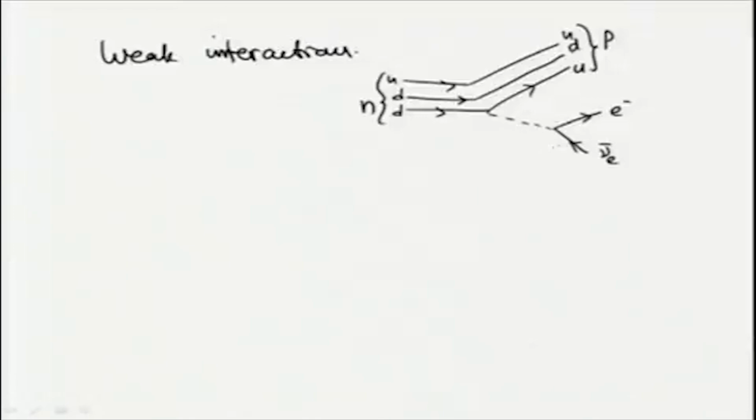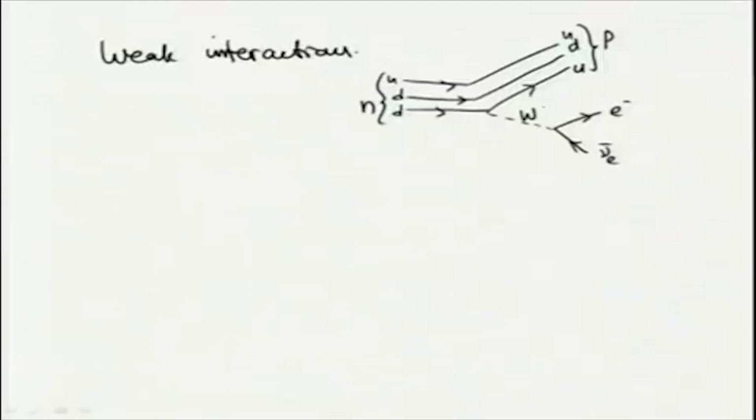This is again thought of as if happening through the exchange of something, propagation of something similar to the photon propagation in the case of electromagnetic interaction. We denote this by W minus, W for some weak particle or weak boson. Why boson? Because it turns out that this is a vector particle which has spin 1. So, spin 1 integer spin boson.